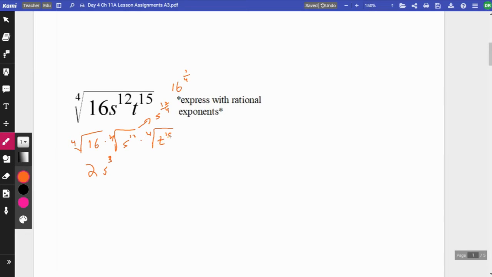T would look like t to the 15/4, and that can't be reduced, so we'll just leave it like that. That is a rational exponent. That's what they wanted us to write it as. And so in this question, we simplified things, and anything we couldn't simplify, we left as a rational exponent.